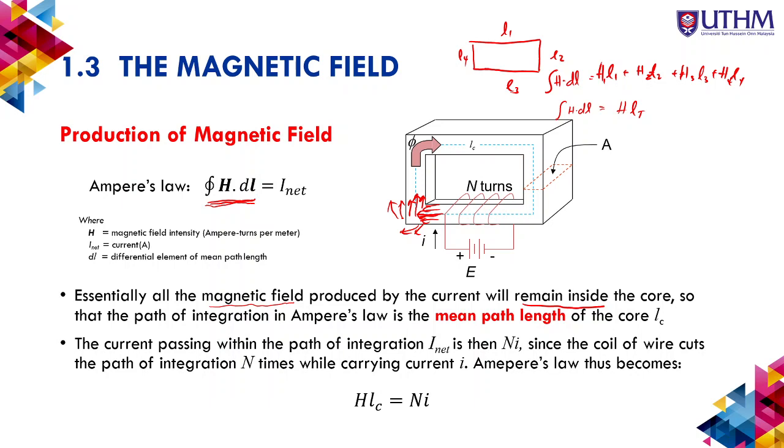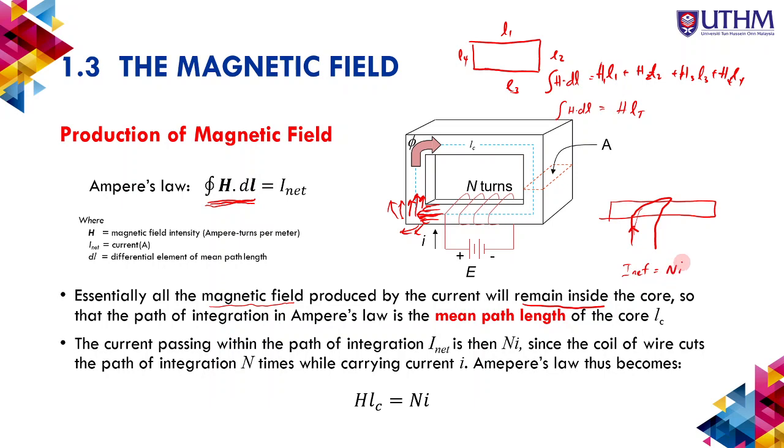Okay, by assumption, the path of integration in Ampere's law is the mean path length. You can see here the mean path length, they will take only the center. Every calculation will be done using the center of the core. So that's called the mean path length, the lc. So the current passing within the path of integration, I net, then becomes N I. For example, if there is only one coil, let me try to draw this. You can imagine, so only one coil, so this is the I net.